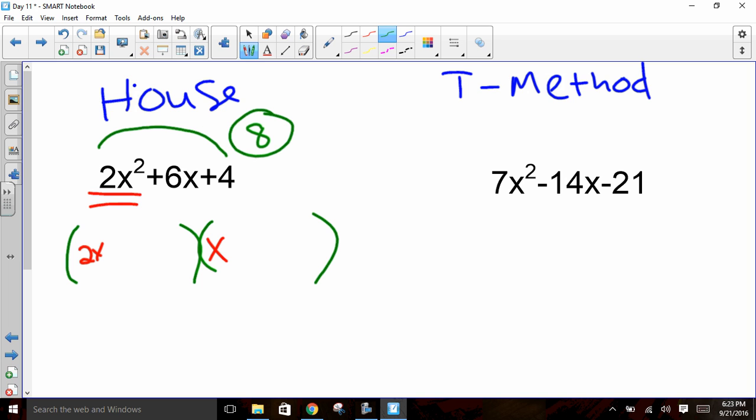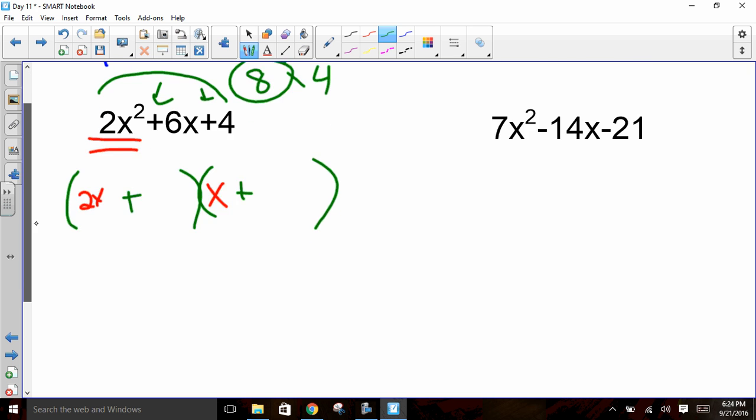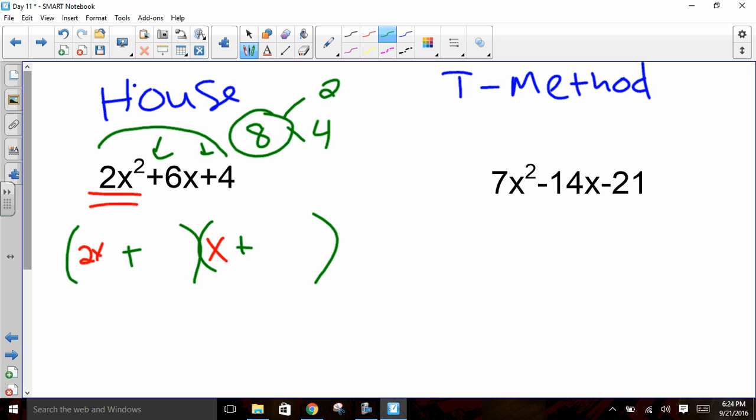Now I have to use my sun and figure out, all right, sun, what two numbers multiply into 8 but add to give me 6? 2 and 4. Good job. And again, positive, so they're going to be both plus here in the middle. So what I need to do is my plumbing of my house. I got my 2 and my 4.